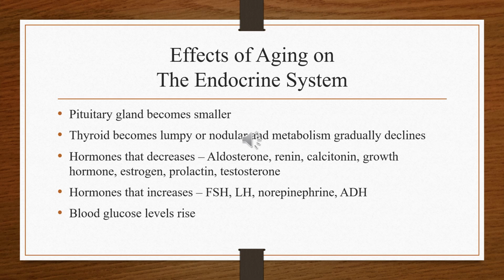Their ADH, which helps increase water reabsorption, starts to increase. And so we'll talk about a couple of diseases specific to the antidiuretic hormone in the next chapter as well. Also, their blood glucose levels begin to rise. So they have a lot of things going on with their endocrine system that could be causing a lot of different issues for them.